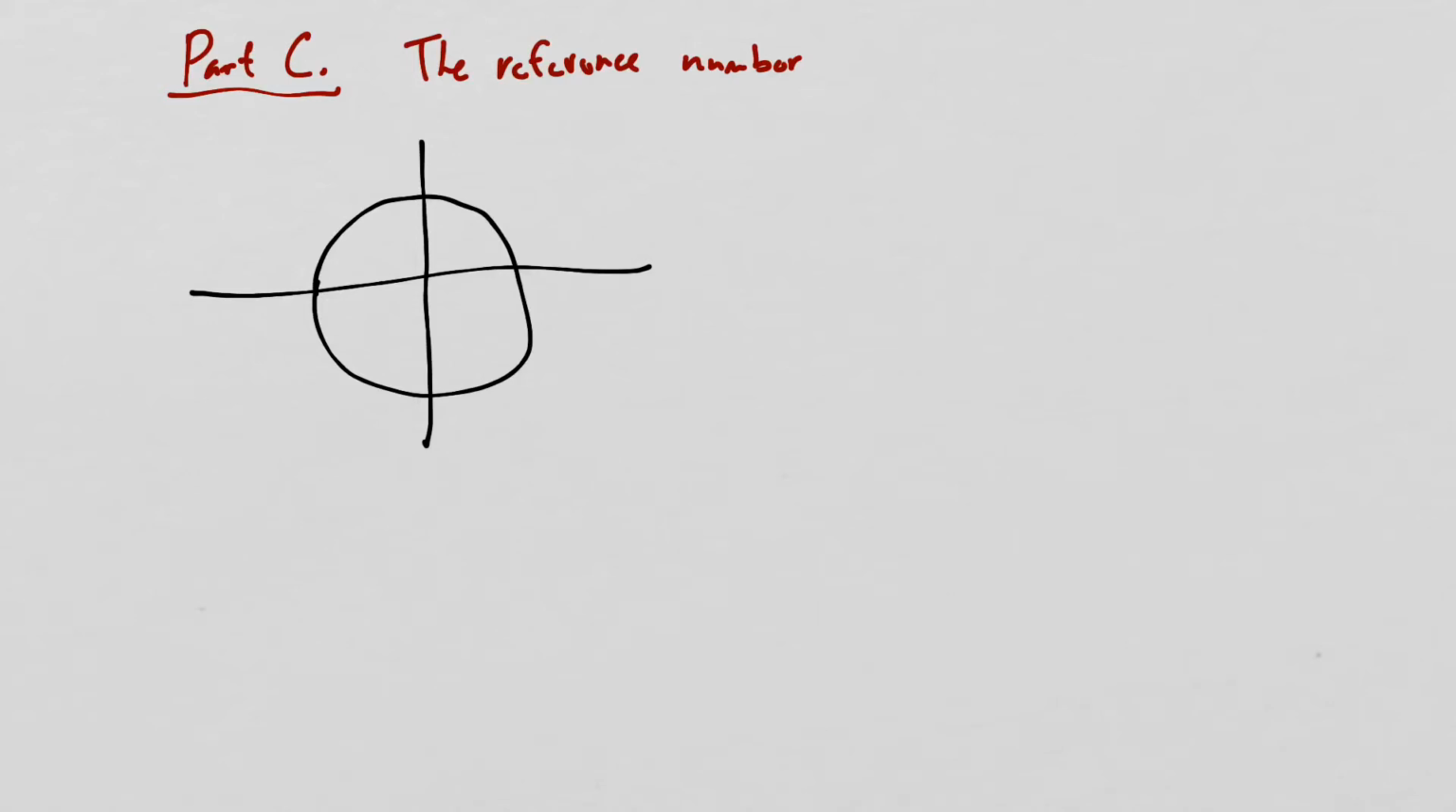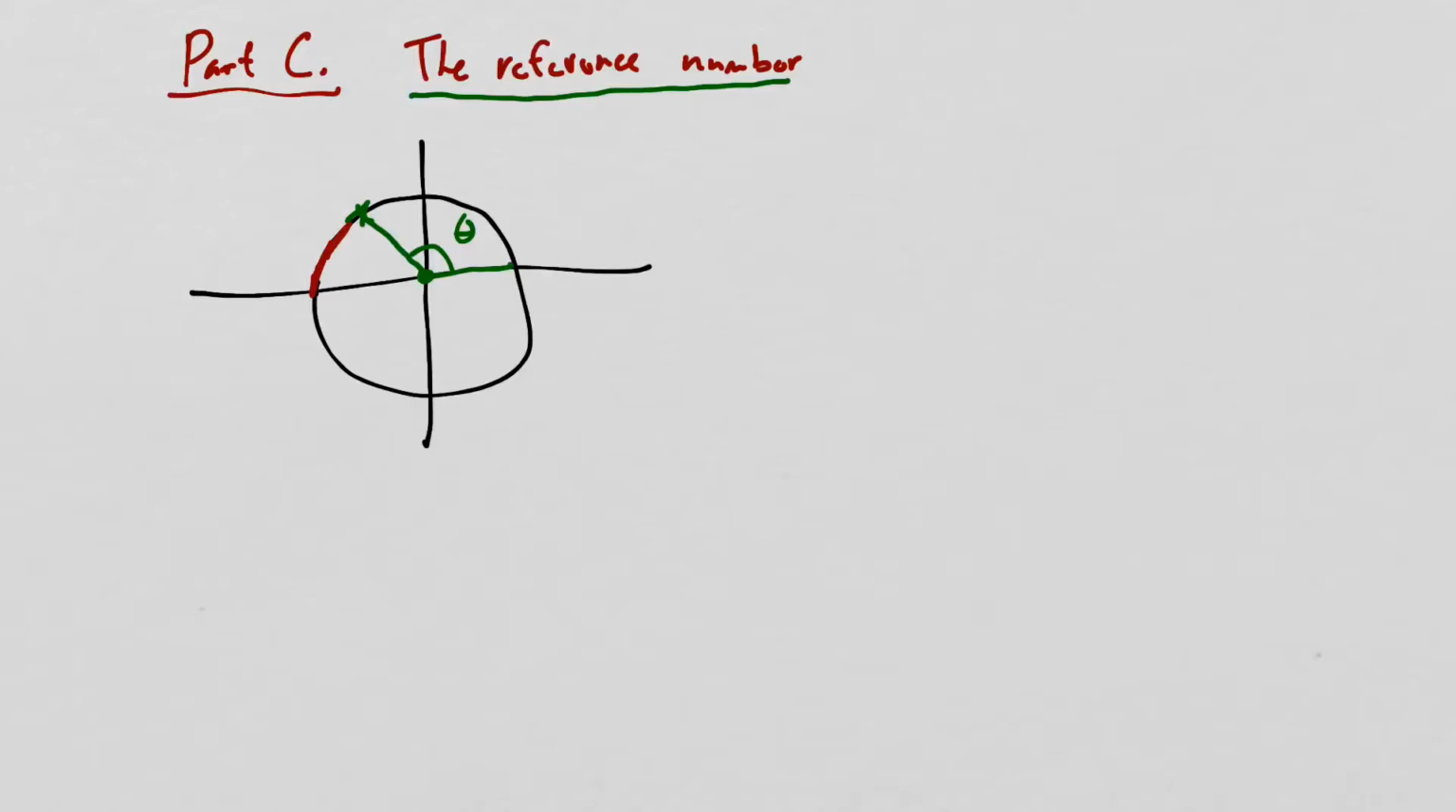In the last section, we saw that terminal points are determined by angles. We'll now introduce the idea of a reference number, and this is going to be a number that makes a minimal path between a terminal point and the x-axis that lies on the unit circle. In this picture, our number would be represented by the length of this arc.